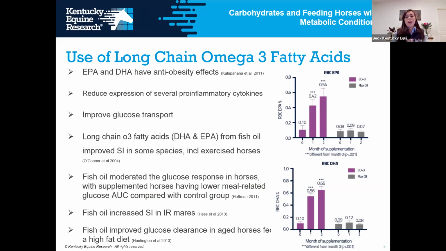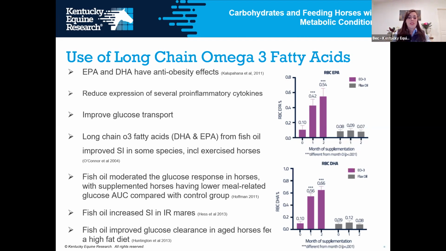So one thing that there is some data on is the use of long-chain omega-3 fatty acids to improve glucose transport. Now, EPA and DHA have been shown to have some anti-obesity type effects, and these long-chain omega-3 fatty acids, which are derived directly in their most biologically active form from fish oil, can improve insulin sensitivity in some species, including exercised horses. So exercise goes hand in hand with nutritional management of all of these conditions, as much as we can. Obviously, if the horse is not sound with acute laminitis, we're not going to be working it until it is appropriate to do so.